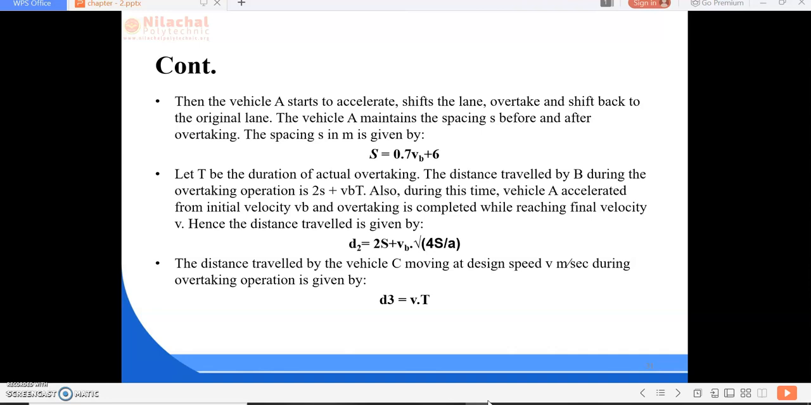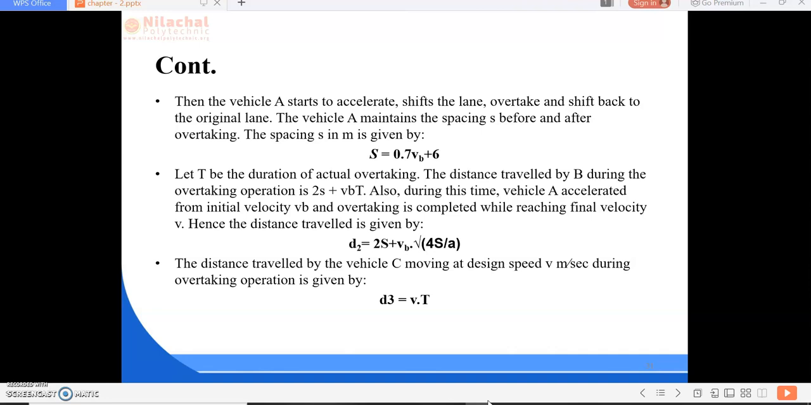So the spacing S in meters is given by S equals 0.7 VV plus 6. Let T be the duration of actual overtaking. The distance traveled by B during the overtaking operation is 2S plus VV into T. So D2 will be 2S plus VV into root over of 4S by A.